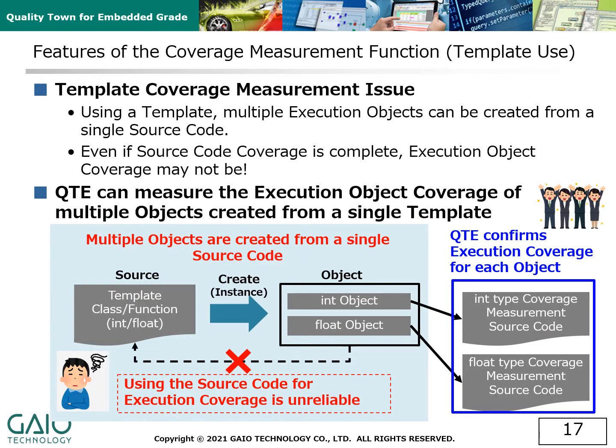Another feature of the coverage measurement function is the treatment of C++ templates. Usually when using a template, multiple objects are created from the same source code, so coverage of the objects may not be complete, even though the source code coverage is complete. QTE overcomes this issue by measuring the coverage of all object code.